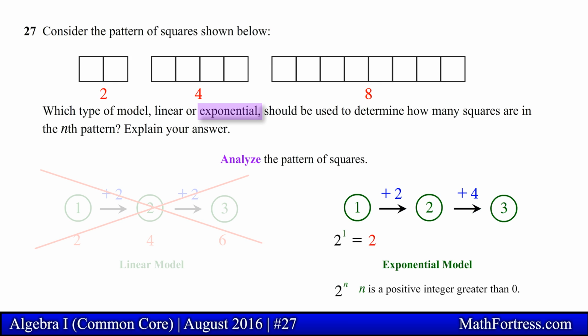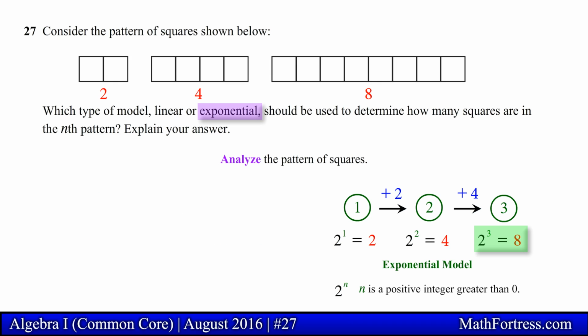When n equals 1, we have 2 raised to the power of 1, which simplifies to 2. When n equals 2, we have 2 raised to the power of 2, which simplifies to 4. And when n equals 3, we have 2 raised to the power of 3, which simplifies to 8.